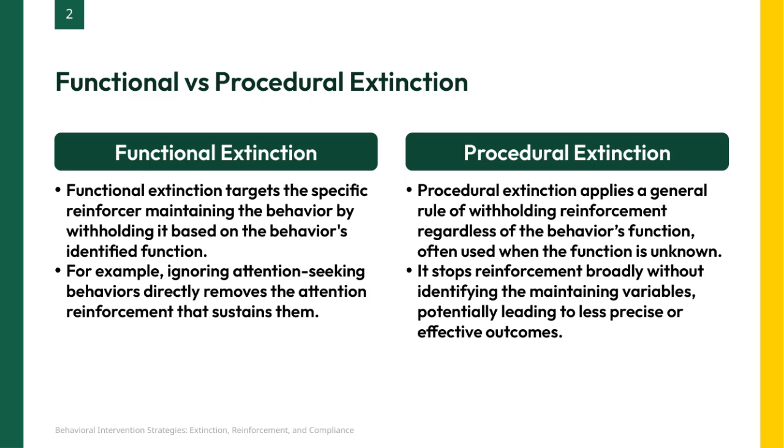On the other hand, procedural extinction takes a broader approach. It involves withholding reinforcement in general, regardless of why the behavior is occurring. This method is often used when the function of the behavior is unknown. While it can stop reinforcement, procedural extinction might be less precise and potentially less effective because it doesn't target the specific factors sustaining the behavior. The key difference here is that functional extinction is targeted and informed by the behavior's function, whereas procedural extinction is a more general, one-size-fits-all strategy.